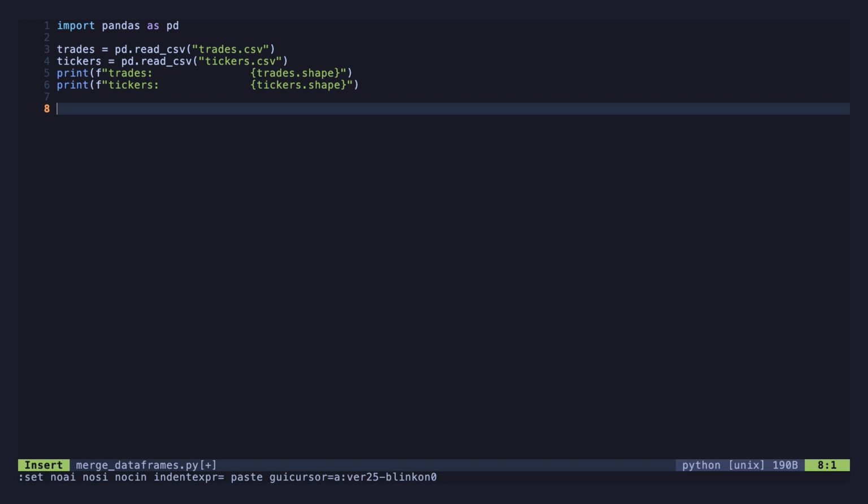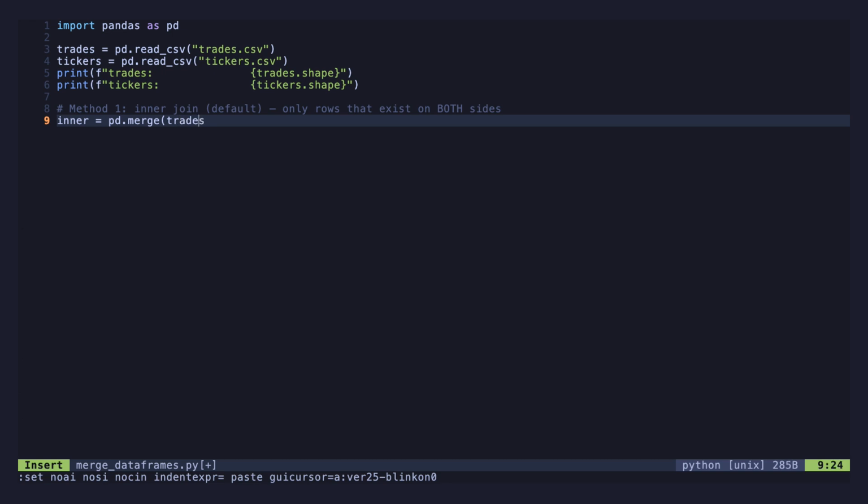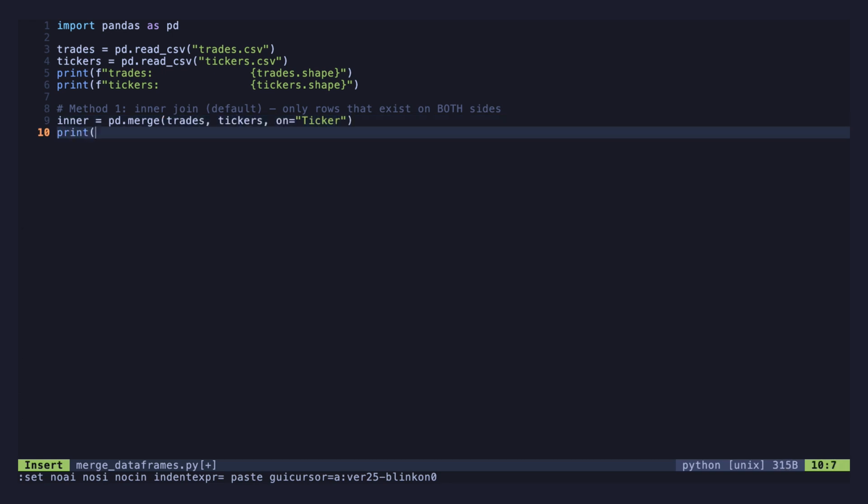Method 1. The default inner join. Pandas merge takes both data frames and an on column. You get back only the rows that exist on both sides. 8 trades enriched with sector and market cap.